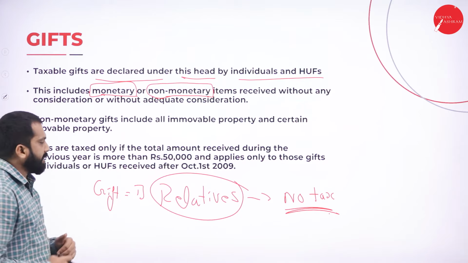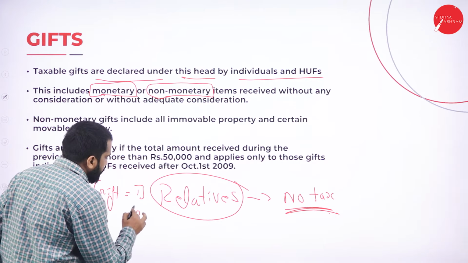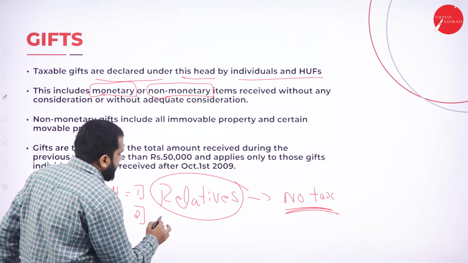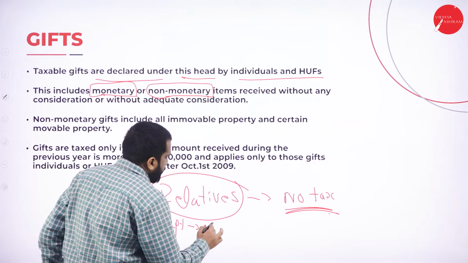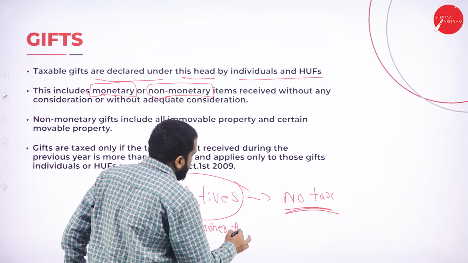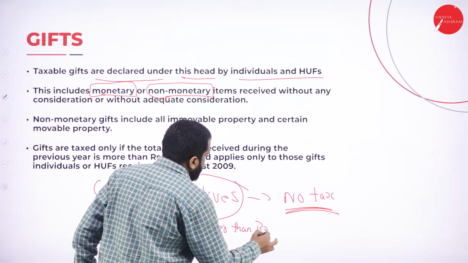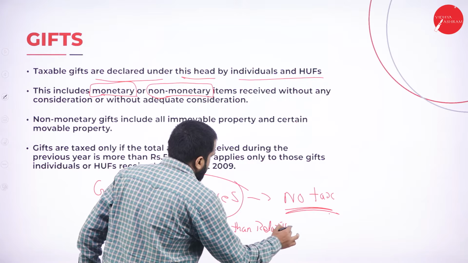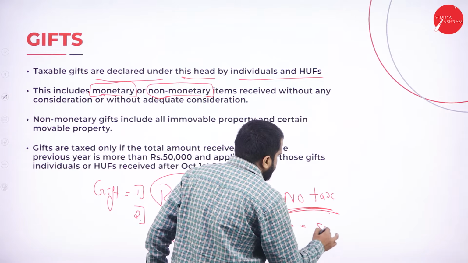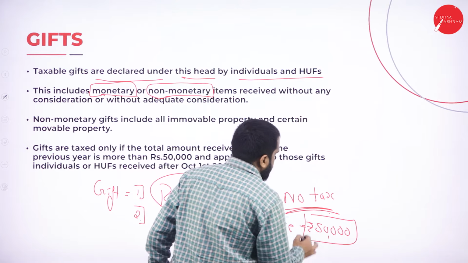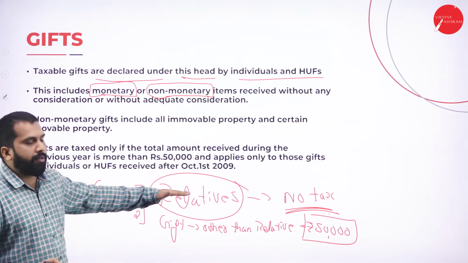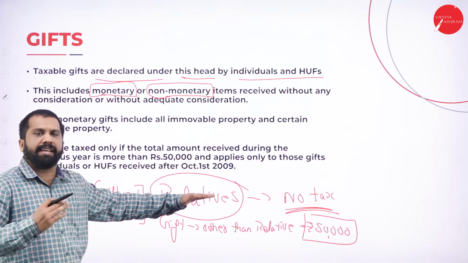Second one, any gift other than from a relative, remember, up to 50,000. So for relatives, whatever you have collected, it is completely exempted.